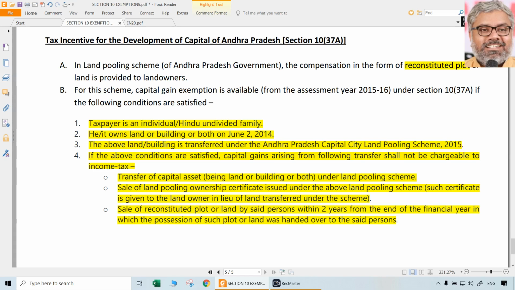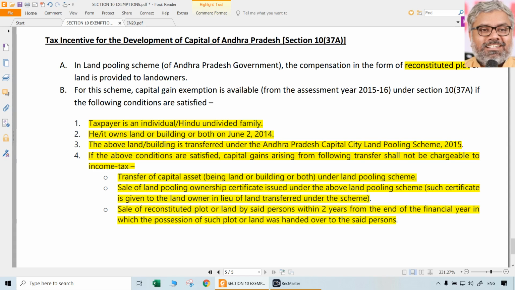If a farmer or whoever, I am just referring to farmers because most of the people there are farmers, not that everybody is a farmer, whether land or building is given up by an individual or a HUF towards the land pooling scheme of the Andhra Pradesh government for the development of the capital city, and in lieu of that the land pooling certificate, the ownership certificate, is given, that transaction is not a transfer. In other words, it is exempt.